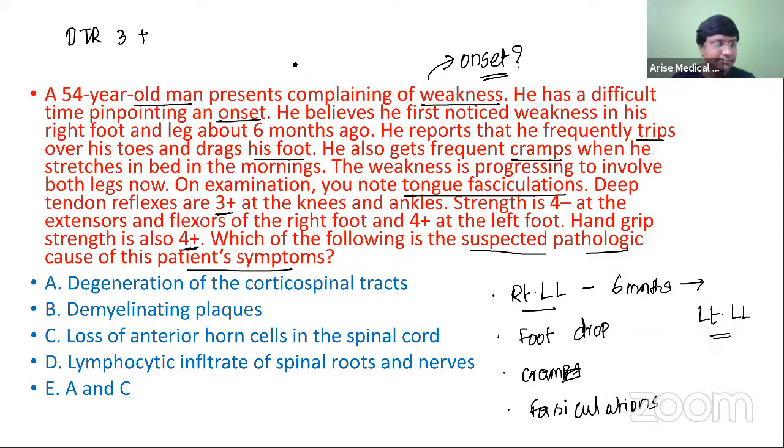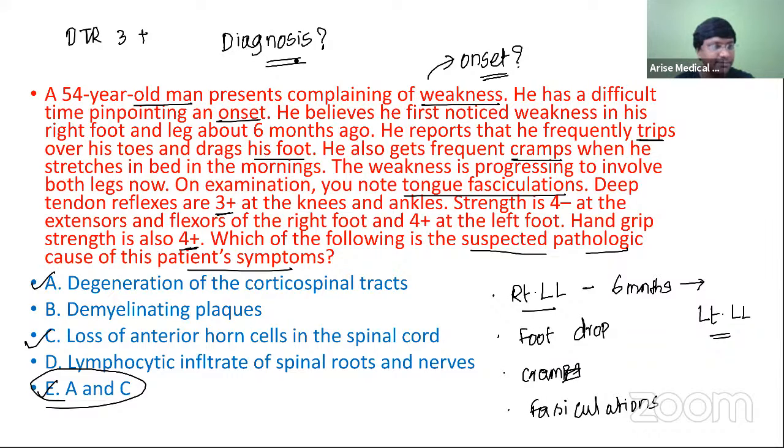Yes, anyone? Okay, so some of you have answered it correctly already. That is A and C. Degeneration of the corticospinal tract and loss of the anterior horn cells within the spinal cord. So the answer is E. But please tell me, what is the diagnosis of this clinical scenario?